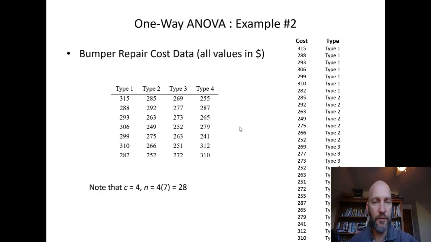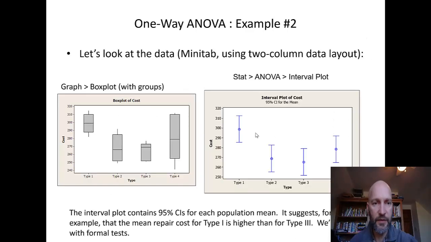This is what the data looks like. You'll notice there are 7 observations for each type of bumper, and then we have the cost of repairing the bumper after running it into a wall on a car going 5 miles an hour. So the type 1 bumper, the first one, costs $315 to fix, and so forth. We have unstacked and stacked data, and let's use Minitab to look at the data.